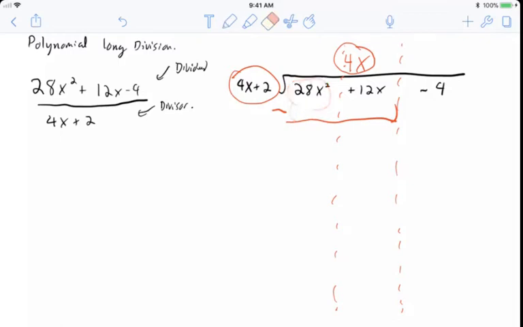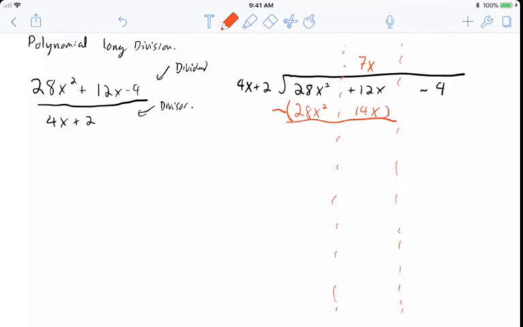So we'll do our best. So what expression do I need to do? I'm going to use this term to cancel out this term. What do I need to multiply 4x by to make it equal to 28x squared? I need to multiply it by 7x. So I multiply it by 7x, and I get, so 7x times 4x is 28x squared. Put it in parentheses. And then 7x times 2x is 14x.